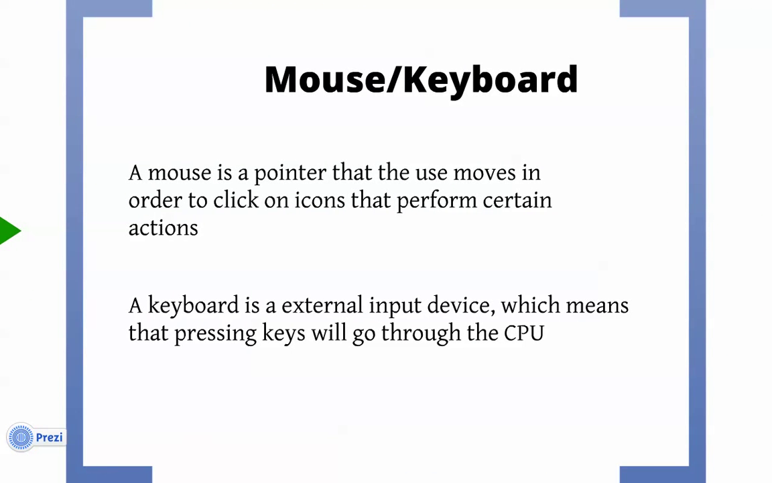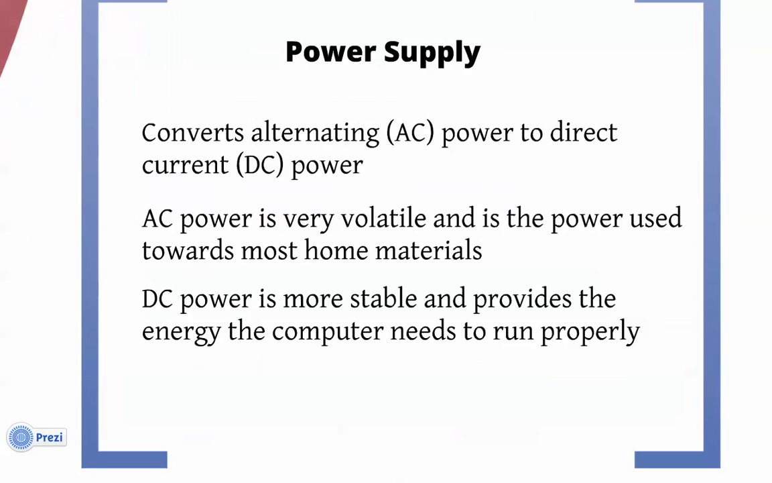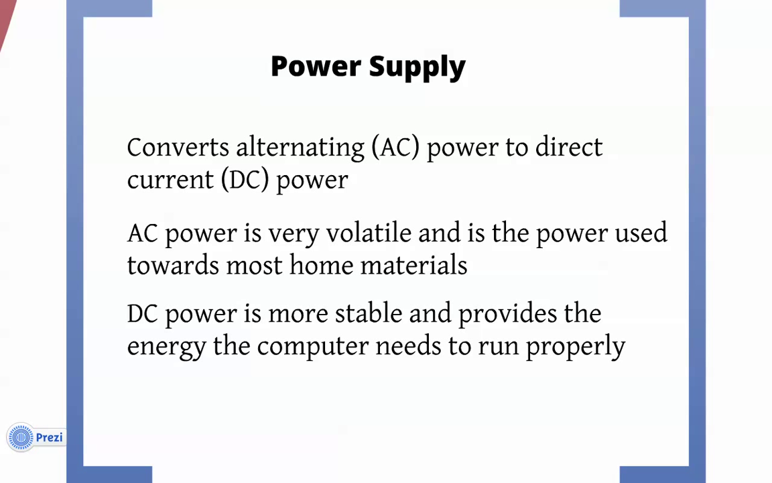Next, we have the mouse and keyboard. A mouse is a pointer that you need to use. This means that every click or press of the mouse or of the keyboard also goes through the CPU in order for the job to be complete.